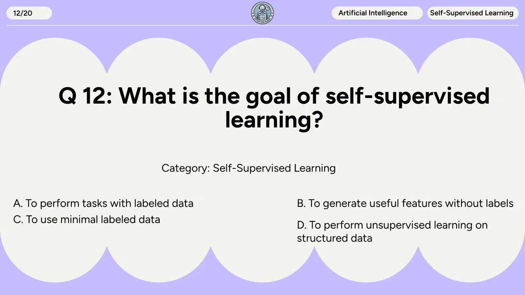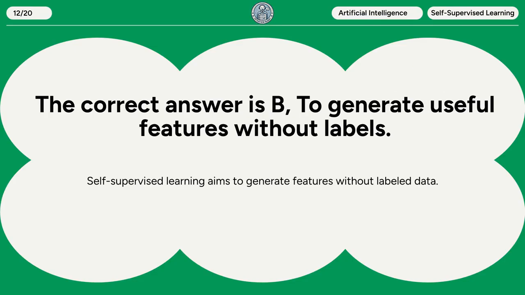Question 12. What is the goal of self-supervised learning? A. To perform tasks with labeled data. B. To generate useful features without labels. C. To use minimal labeled data. D. To perform unsupervised learning on structured data. The correct answer is B. To generate useful features without labels. Self-supervised learning aims to generate features without labeled data.